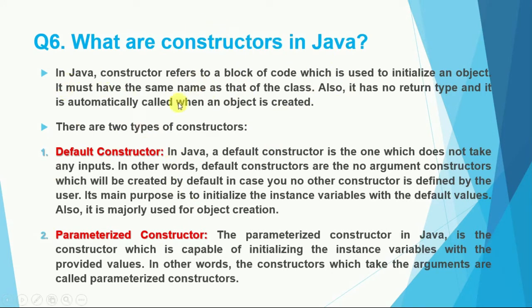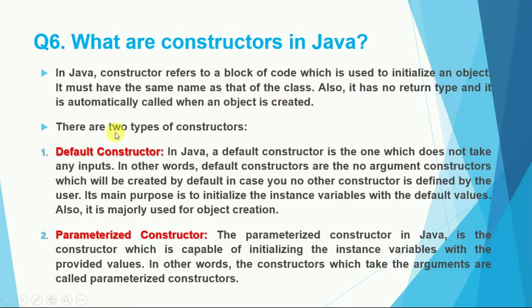So in Java, a constructor refers to a block of code which is used to initialize an object, and it must have the same name as that of the class. Okay, so a constructor is simply a block of code which is responsible for initializing an object, and the rule is it must have the same name as that of the class. Also, it has no return type, and it is automatically called when an object is created.